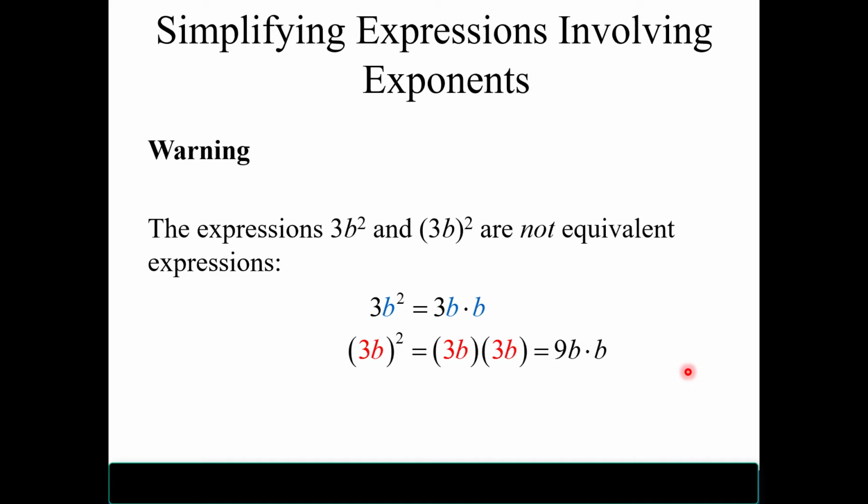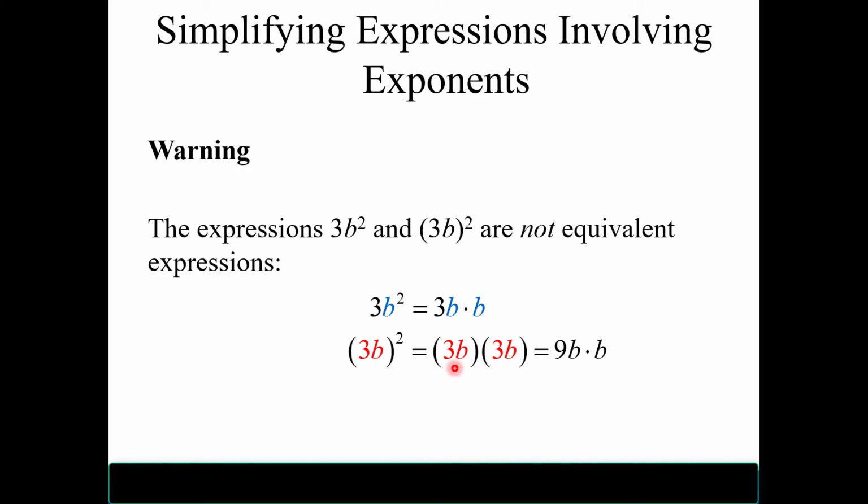Very important to notice. 3b squared and 3b in parentheses squared are not the same thing. They're not equivalent. Why is that? Well, this one over here means this. We repeat the b twice. The square applies to the b. So it's 3 times b times b. Whereas in this case over here, this means that we multiply 3b times 3b, right? The squared applies to the whole thing. That's why we put parentheses around it.